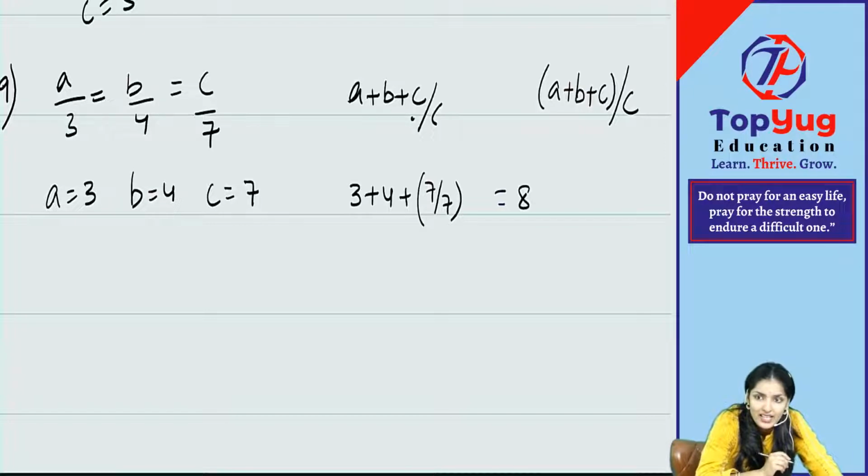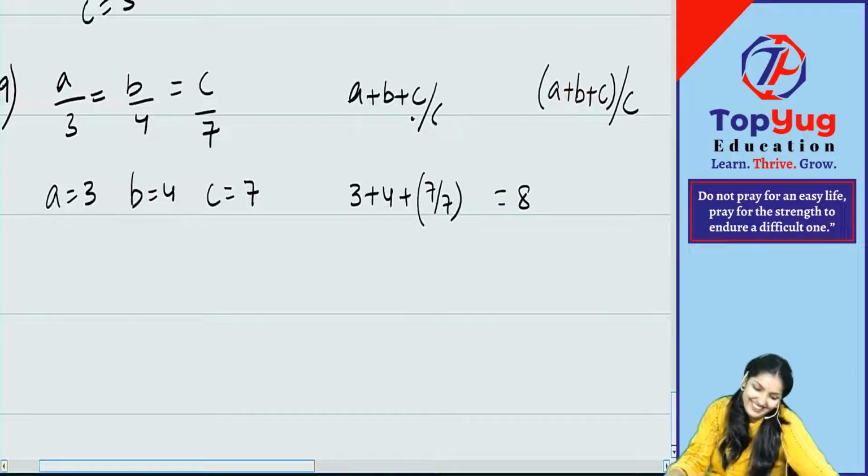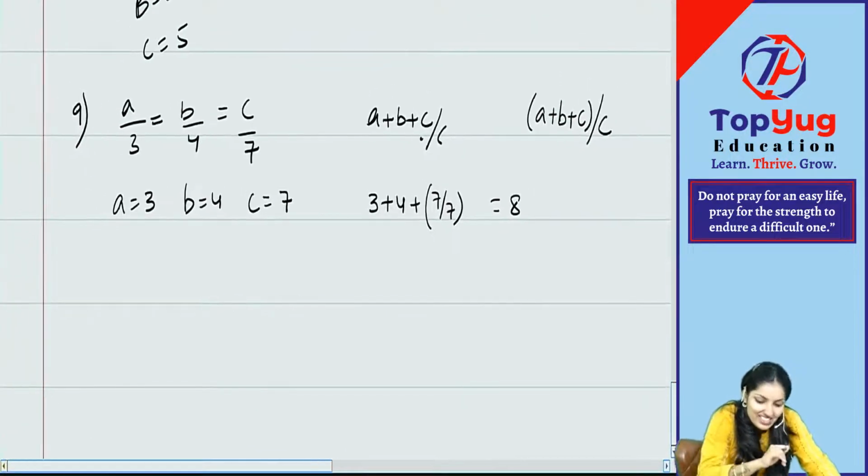Seven by 7 is 1. C by C cancels. But I think in your book the answer is given as none of this. Anyway, the answer is 8. Am I clear?